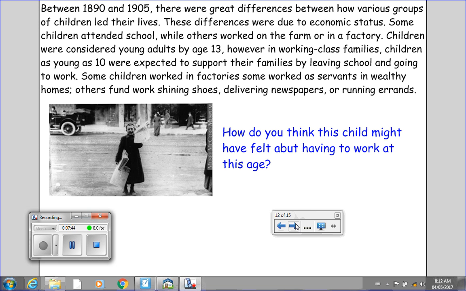Some worked as servants in wealthy homes. Others found work shining shoes, delivering newspapers, or running errands. Take a look at this image here. How do you think this child might have felt about having to work at this age? Please put the video on pause so you can take a look at this boy who is selling newspapers on the street and write down your response to the question in blue.